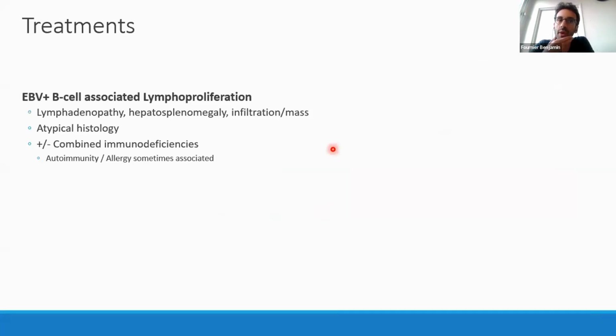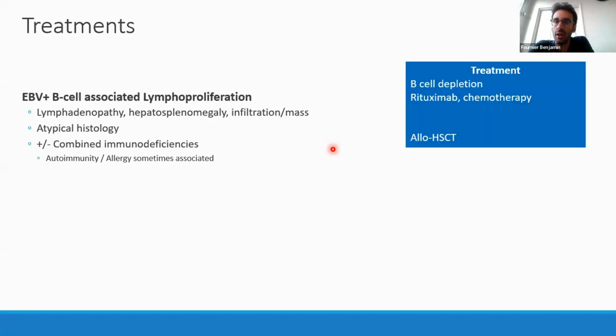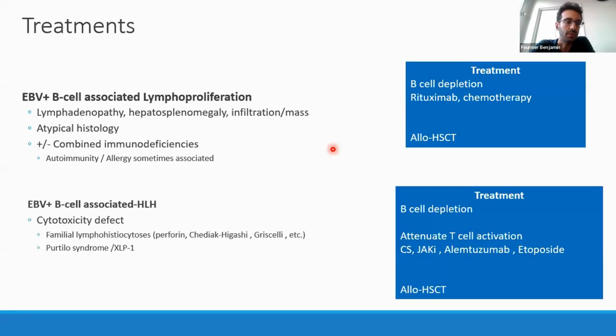So in these diseases where EBV infects B cells, what could be the treatment? So in EBV-positive B cell associated lymphoproliferation, when you have an enlarged lymph node, hepatosplenomegaly, histology is often atypical. Sometimes you have combined immune deficiency. What you have to do is to remove infected B cells using, for instance, rituximab, and then you have to go also to allogeneic transplantation, bone marrow transplantation.